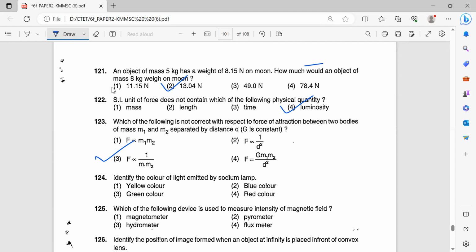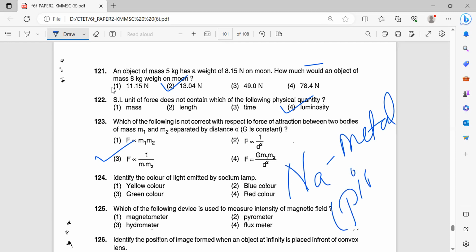Next, identify the color of light emitted by a sodium lamp. Sodium is a metal, right? So this sodium lamp usually at first gives out pink color light. It is not a pink color of sodium itself. Pink color is due to the combination of the colors of argon and neon. So in the sodium lamp, argon and neon will be present in trace amounts.